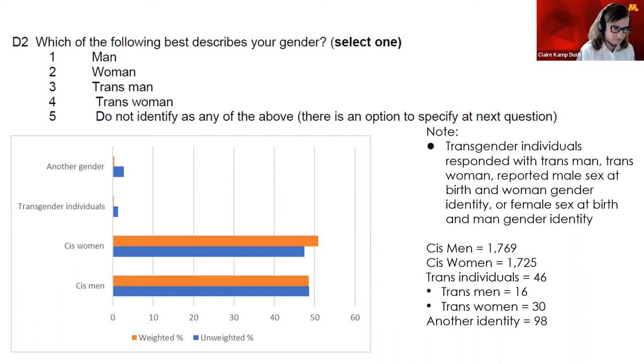But you can see here that we did have folks that identified as another gender, and we did have folks that identified as transgender, based on the two items. Of course, we mostly had people that were cis men and cis women.